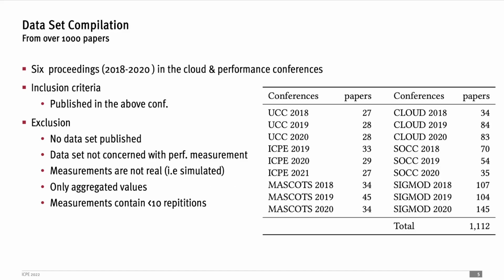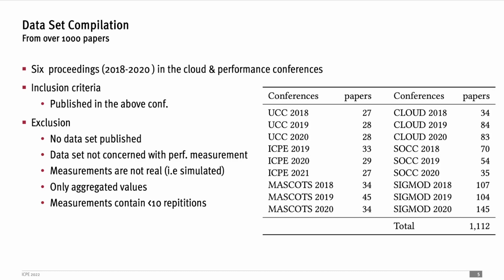So what we've set out to do is first of all look at the proceedings of 6 conferences for 3 years, from 2018 to 2020, comprising UCC, ICPE, MASCOTS, CLOUD, SoCC, and SIGMOD, and basically include all the papers published in those. As you can see, we've totaled over 1,000 papers, and the inclusion criterion was very easy. You just simply had to publish at one of those conferences. The exclusion criteria for us to look at this work were quite simple.